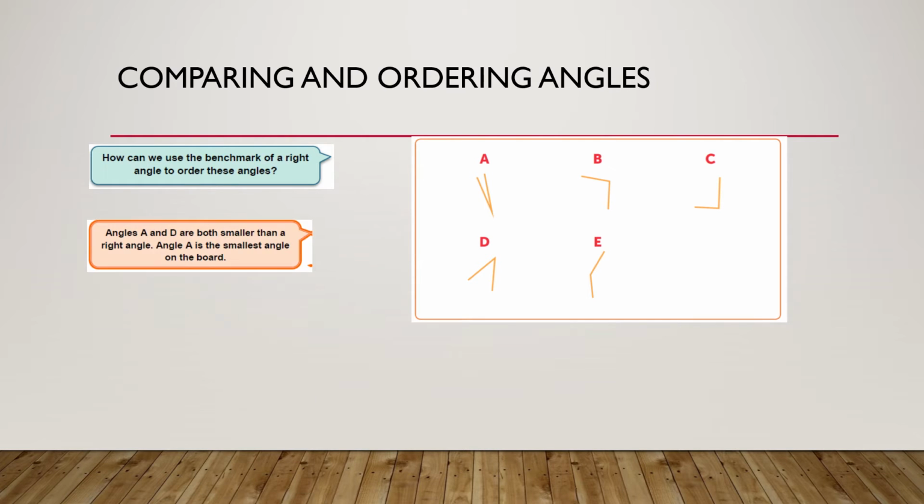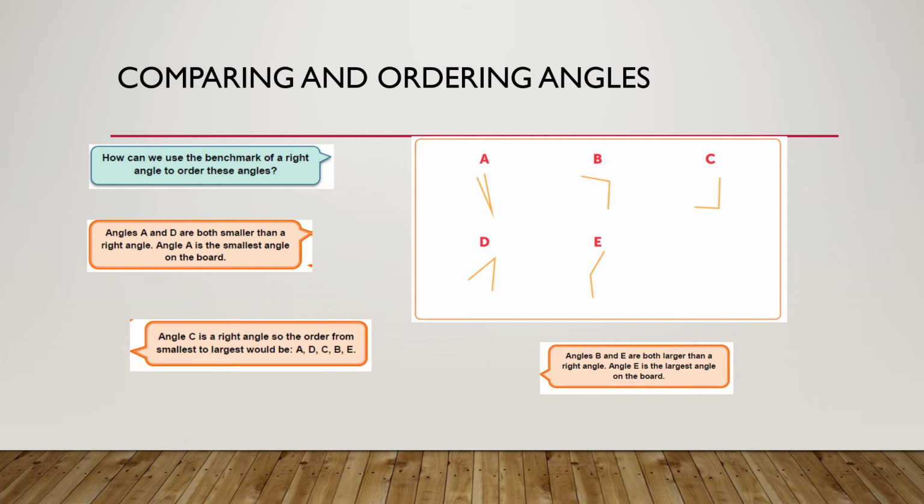Well, A and D on here, they're both quite narrow. They're smaller than a right angle. A is the smallest one on here. B and E are both bigger than a right angle. E is the largest one on the board. And C is a right angle. Seems a bit weird, doesn't it? It looks a bit wonky, but it is a right angle. So the order from smallest to largest would be A, D, C, B, and E.